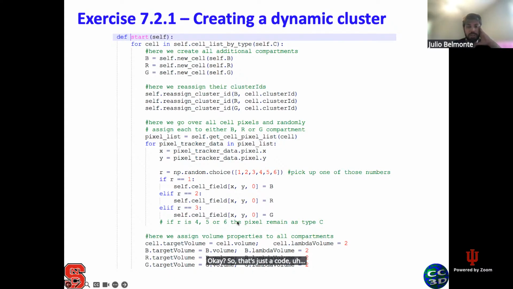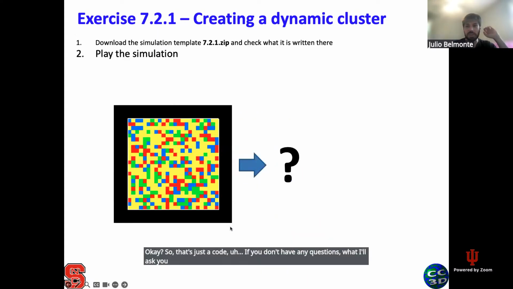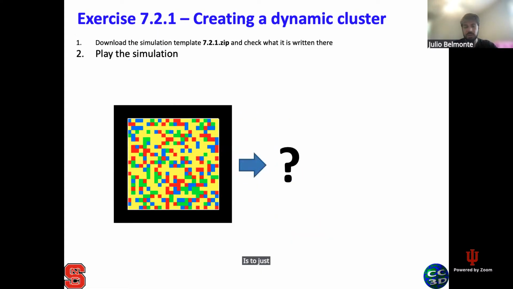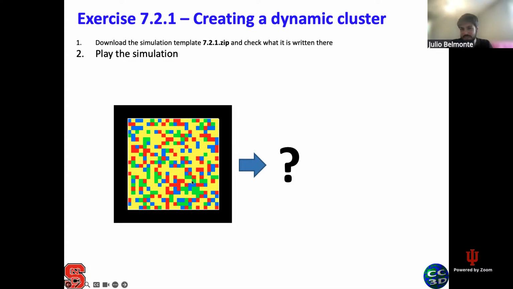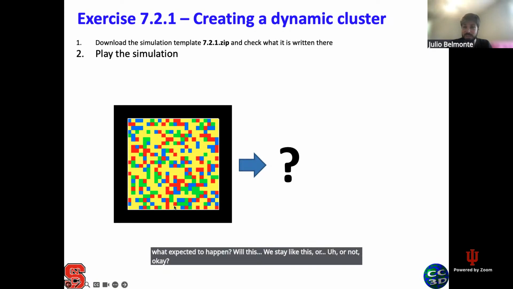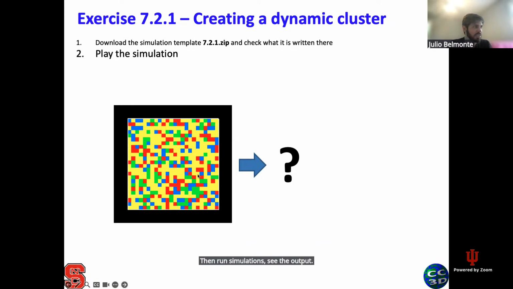If you don't have any questions, what I'll ask you to do is to just open CompuCell3D Player and play the simulation and see what you get. Or maybe before you run the simulation, take a look at the code and say, what do I expect to happen? Will this stay like this or not? Then run the simulation, see the output, and tell me if the cells stay pixelized as in the initial condition.